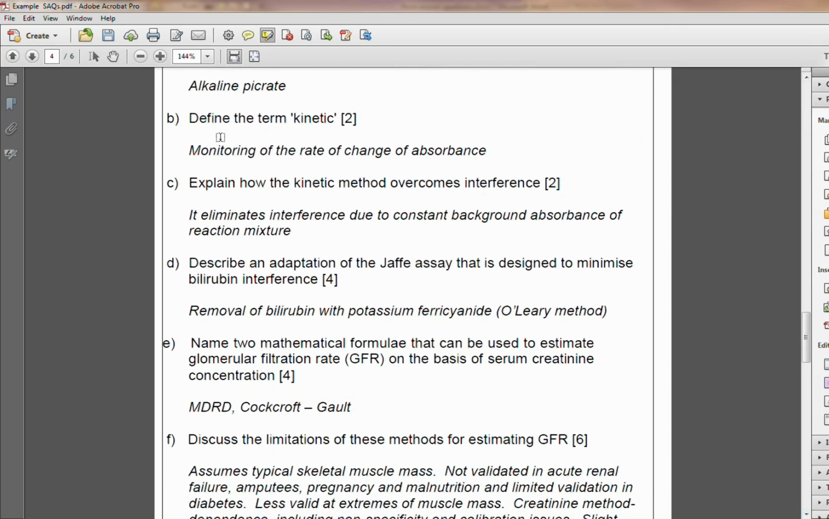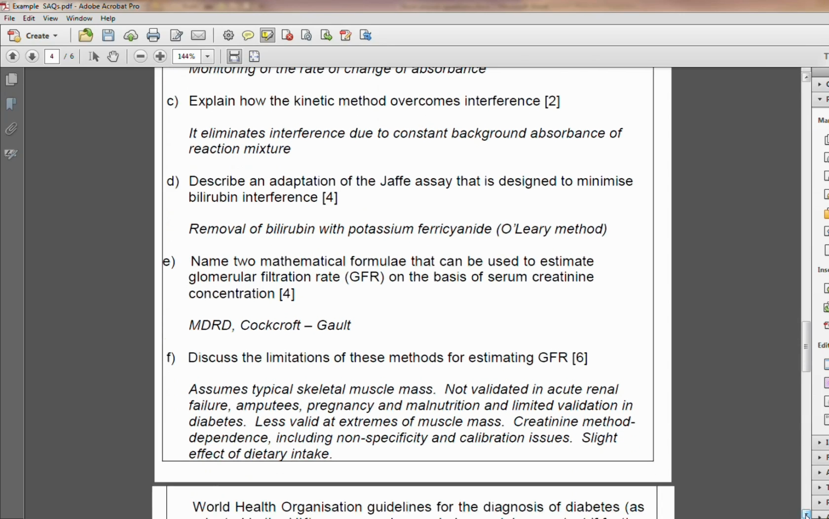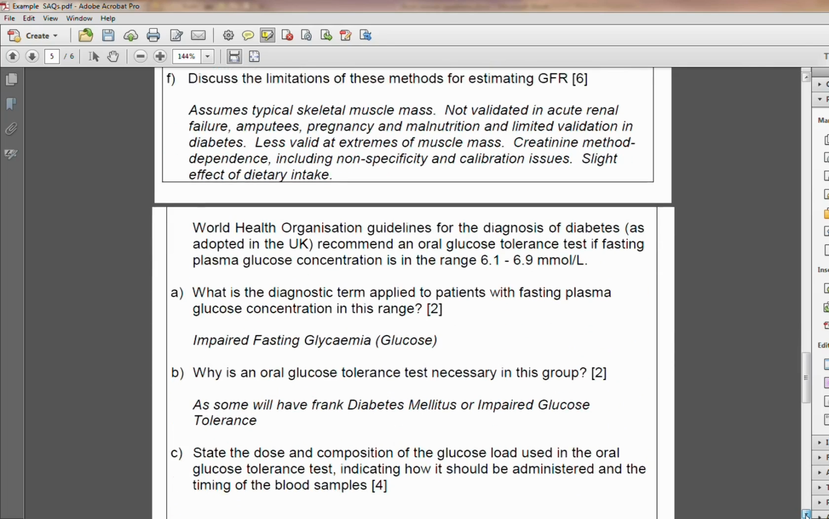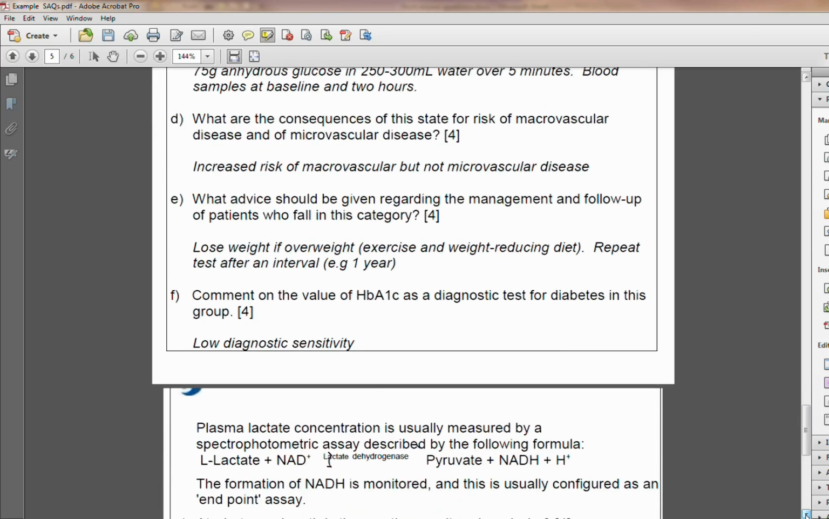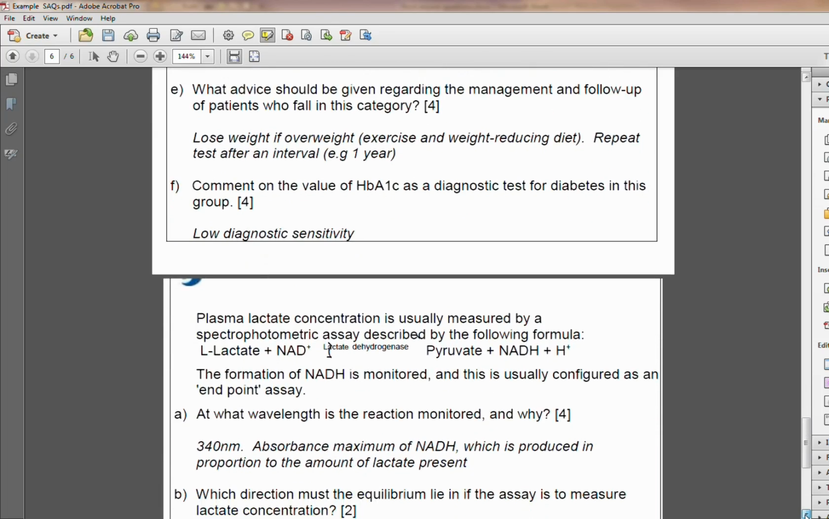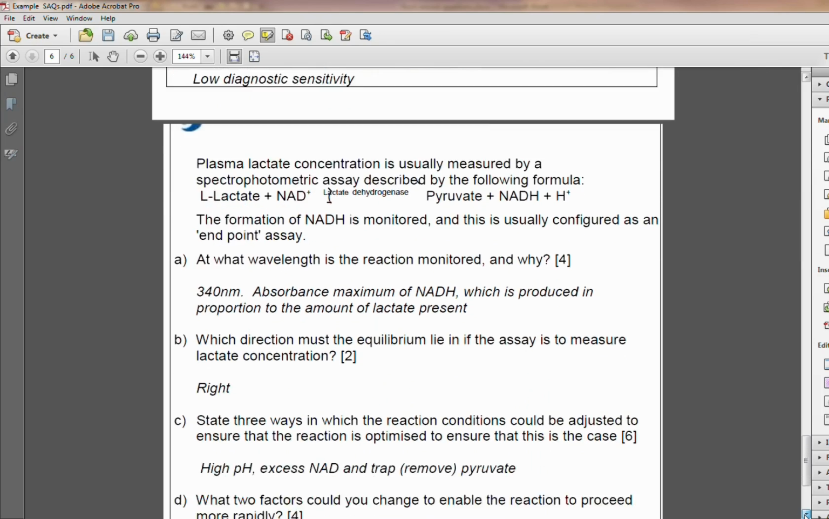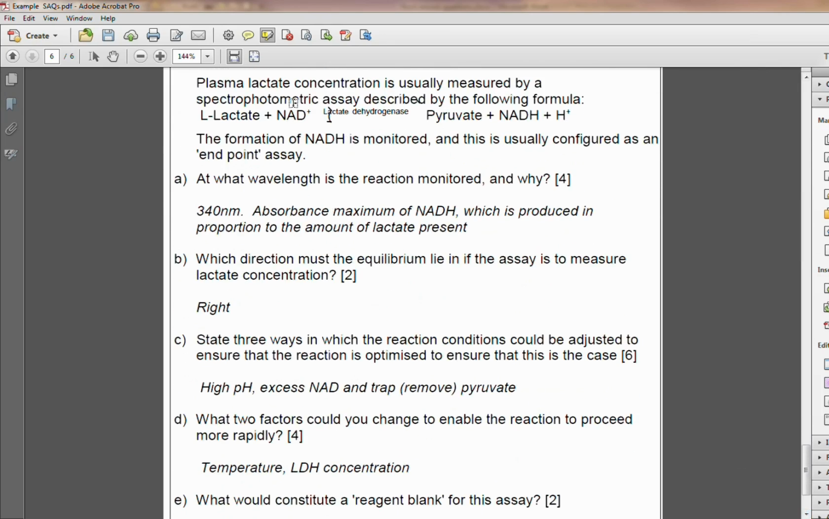More questions on what is the term kinetic, explain how the kinetic method overcomes interference, an adaptation of the Jaffe assay that's designed to minimize bilirubin interference. Some questions on diabetes, and here a question on the LDH assay, plasma lactate measurement and what wavelength it's going to be measured at.